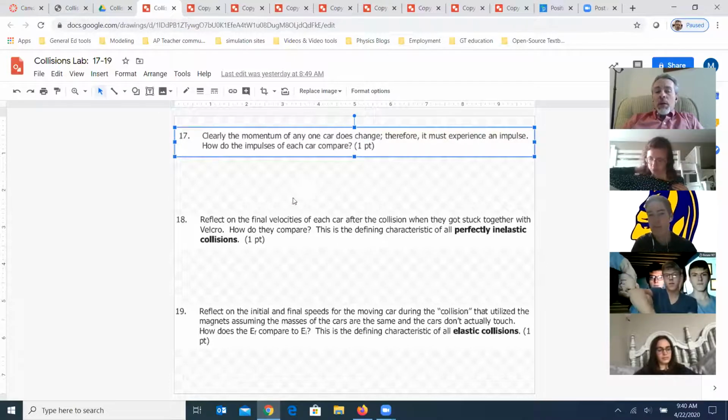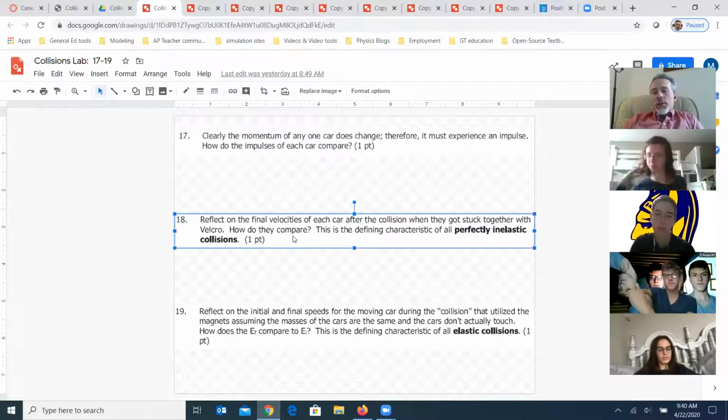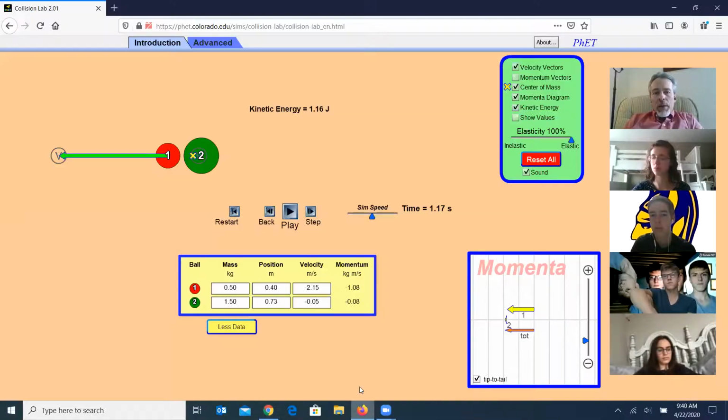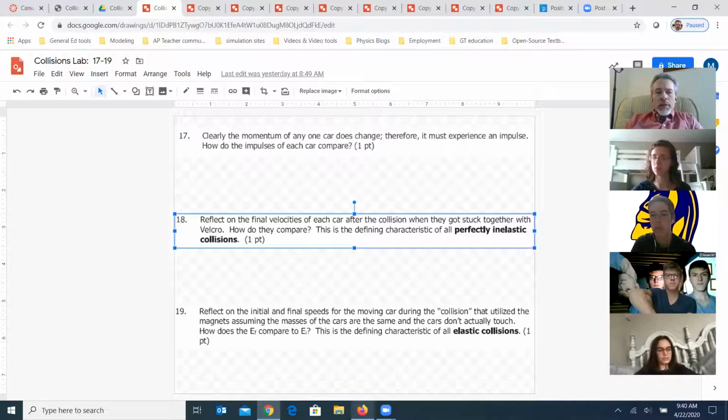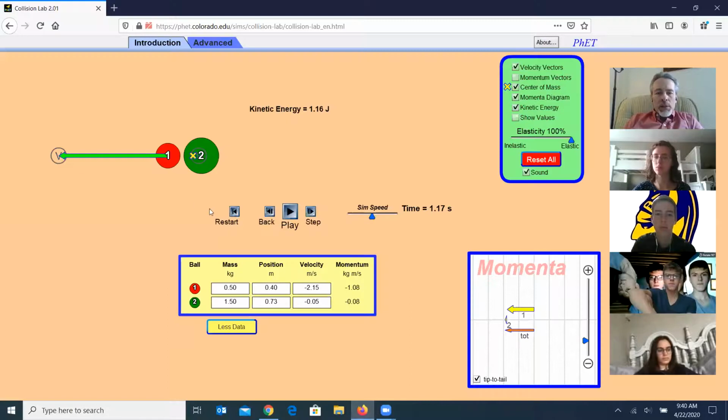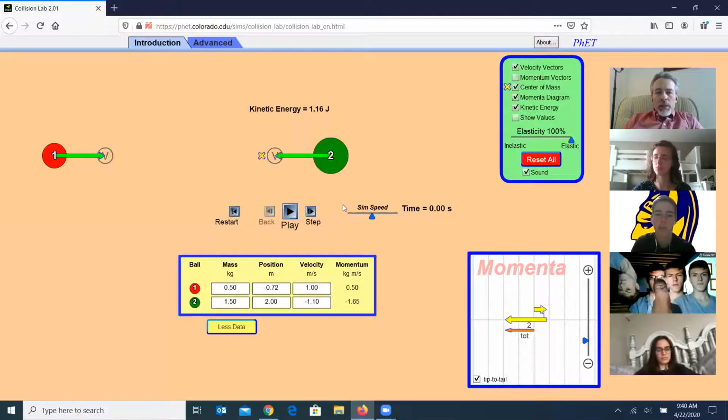Okay, now I want to talk about number 18, because I gave you these weird definitions and I never explained them because I wanted you to kind of look at it a little bit. In fact, I'll come back here and do it. The first one is looking at perfectly inelastic. So let me reset this up. And right now I have it as elastic, but let's change it to perfectly inelastic. I want you to watch what happens when it's perfectly inelastic.